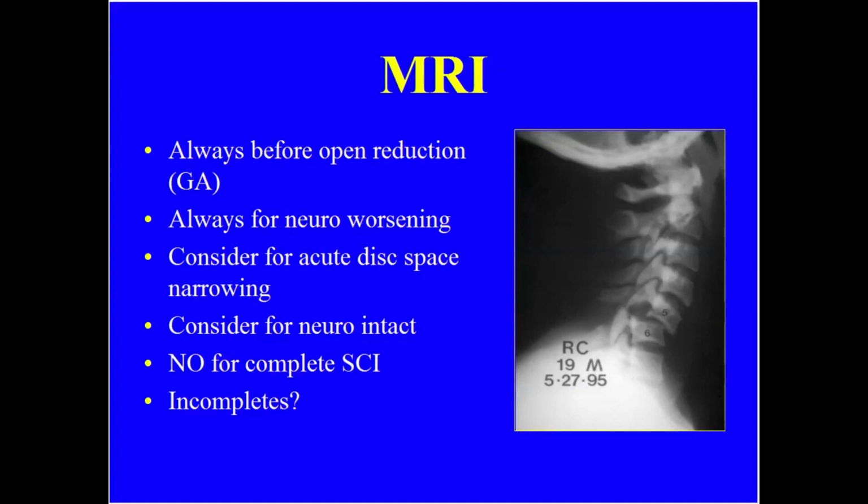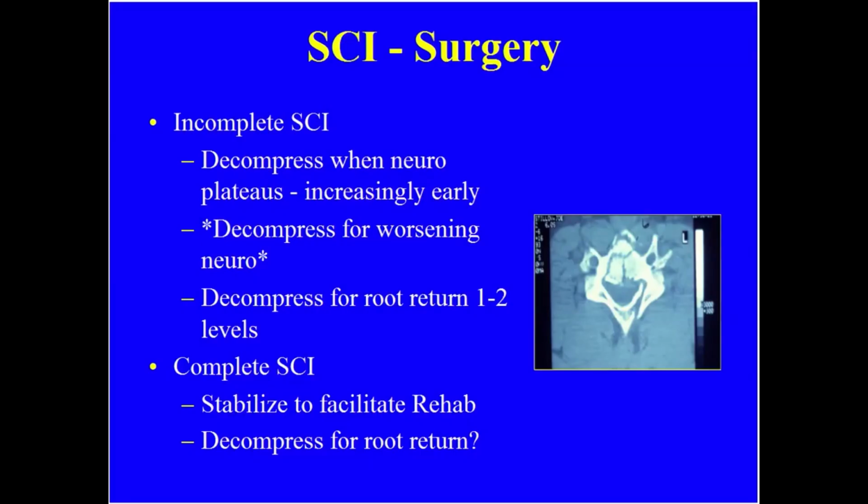You do not get an MRI in patients of complete spinal cord injury. And again, we talked about what you do for incompletes. Patients with incomplete spinal cord injury are usually going to get surgery one way or the other. They're usually going to be decompressed when they neurologically plateau, which in many centers nowadays is, if they aren't getting better before your eyes, they'll go to surgery either the night of injury or the following day.